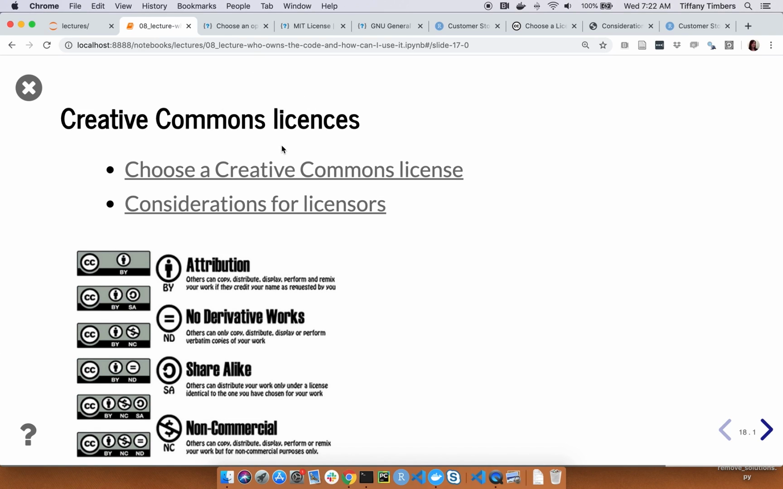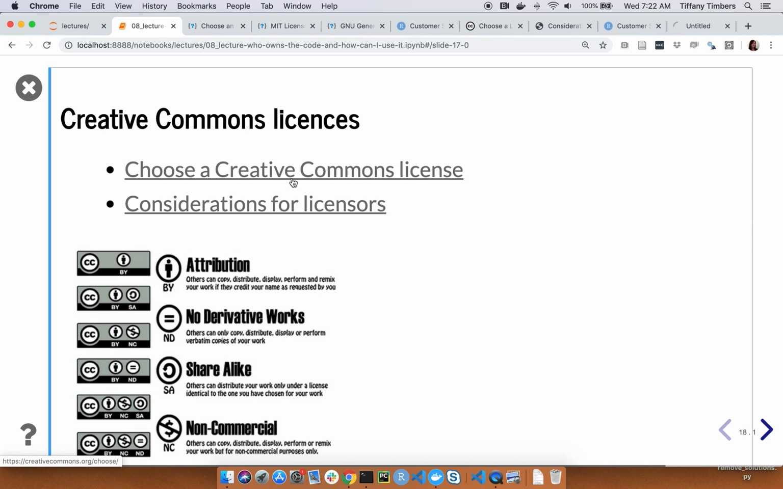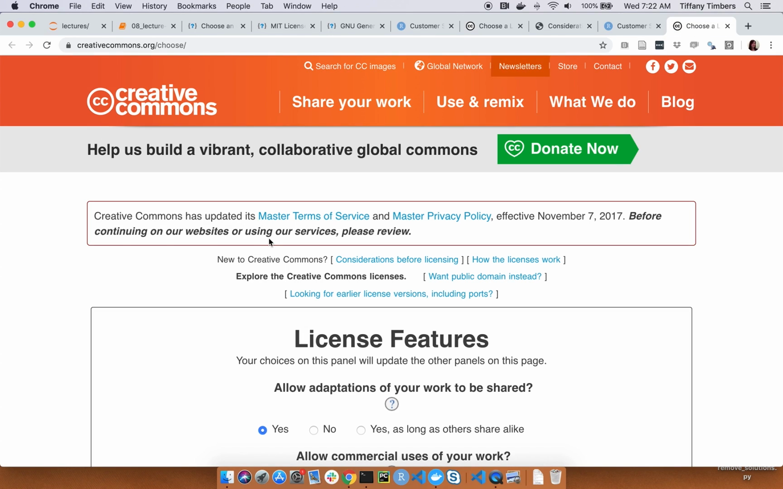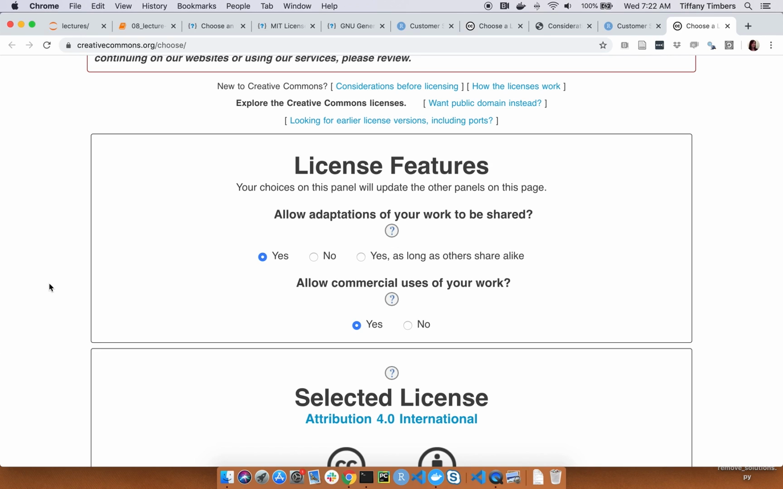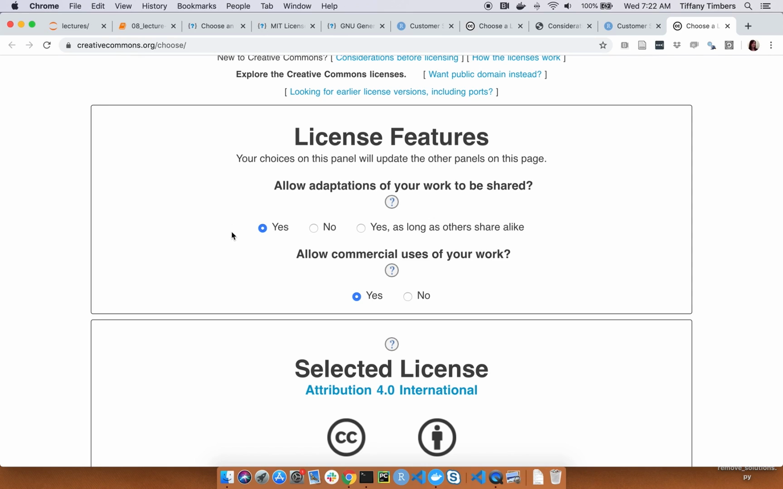Okay, so when you want to choose a Creative Commons license, Creative Commons now has this nice feature to help you choose your license. Basically, it's assumed that all licenses will be BY for attribution, and then you answer the following questions, and it helps you. Do you want to allow adaptations of your work to be shared? We could say, sure, we're okay with that, I guess as long as other people are going to share it like I do.